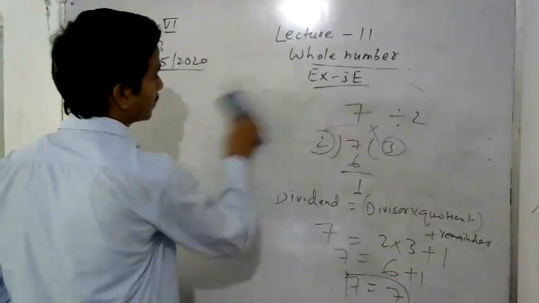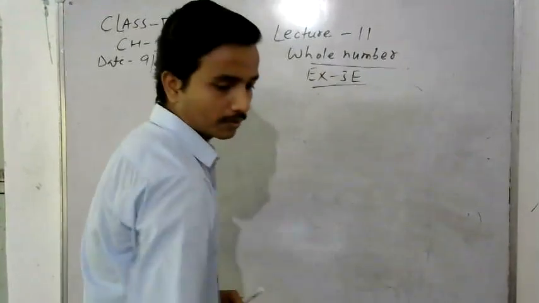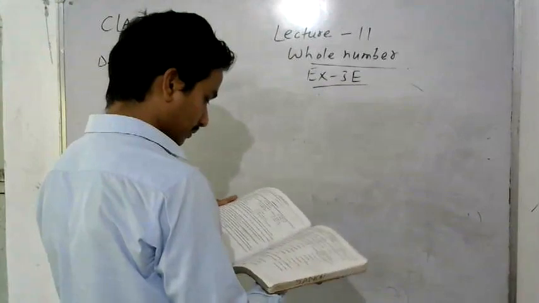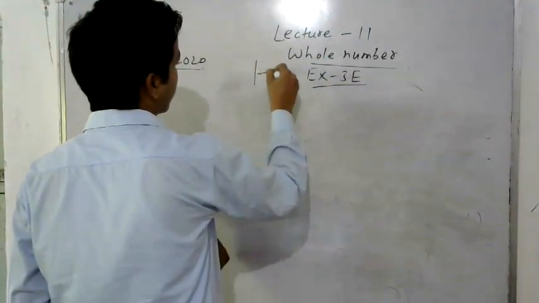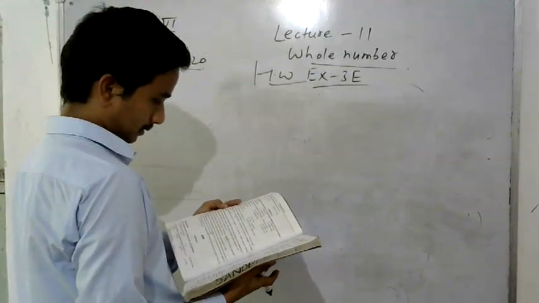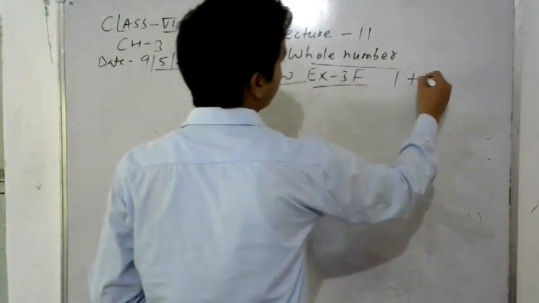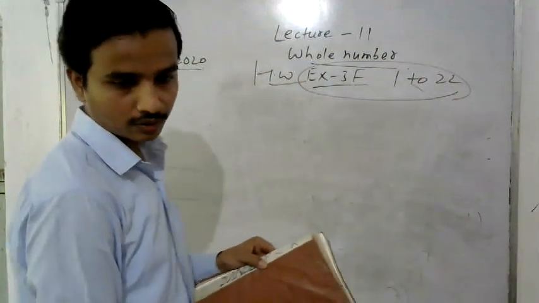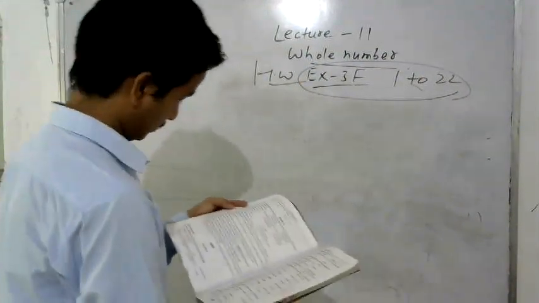Now you can solve all the problems. Now in exercise 3, there are many objective questions. So your today's homework will be exercise 3F, 1 to 22. This will be your today's homework. Exercise 3F, 1 to 22.